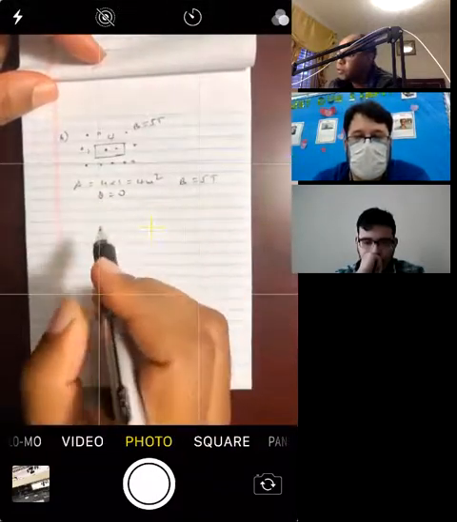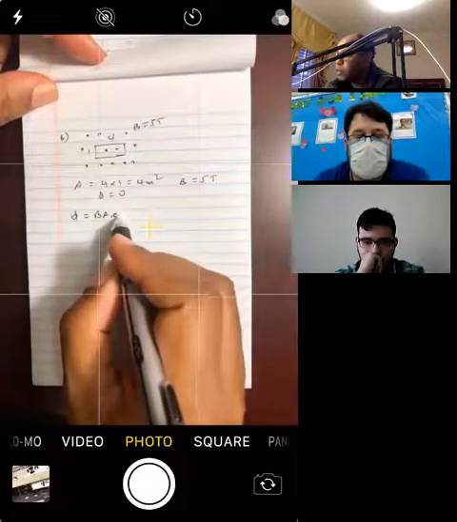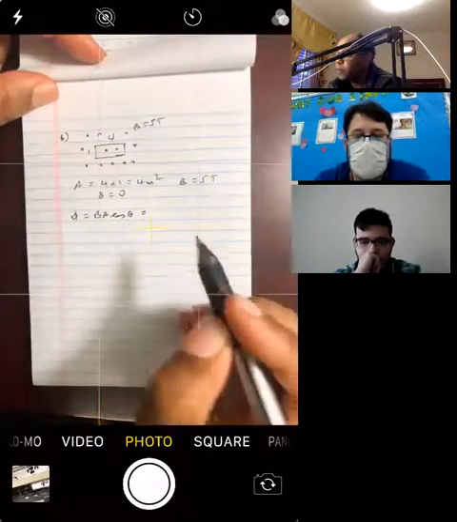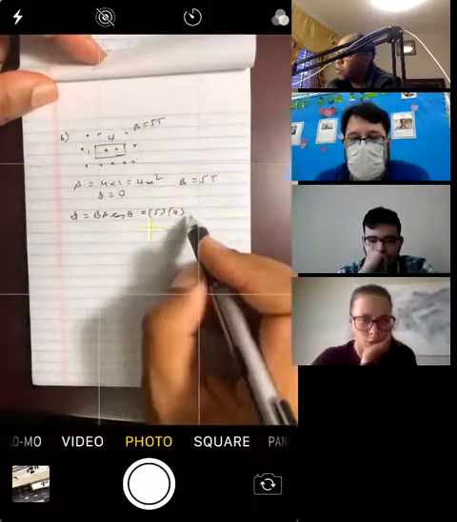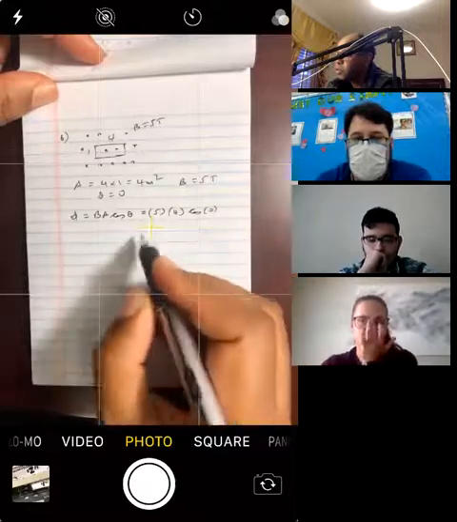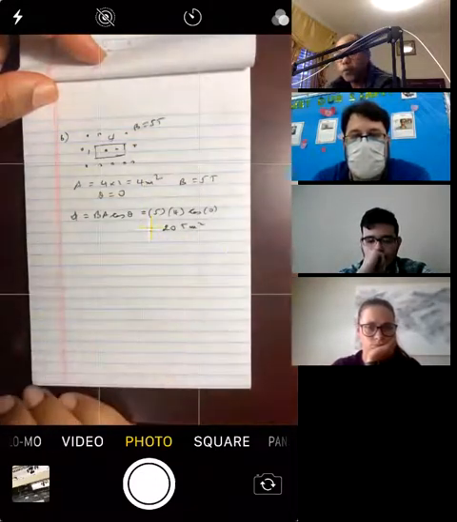So theta equals 0. So we have flux equals B times A times cosine of theta, okay? So this is going to be 5 times the area, which is 4, and then we got cosine of 0, which is 1. So you get 20 Tesla meter squared, okay?